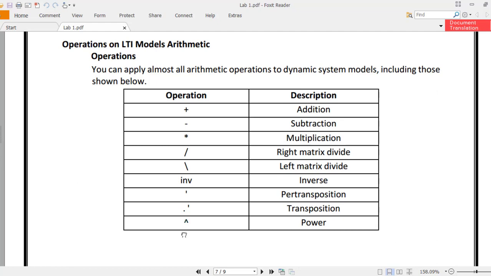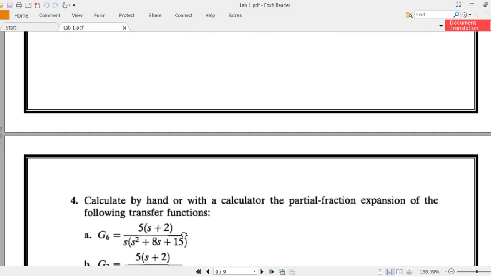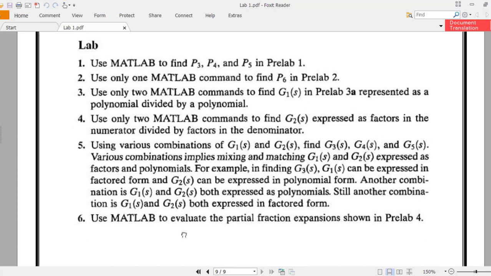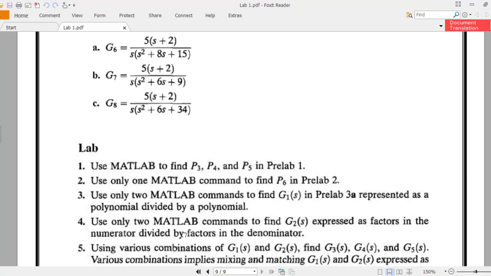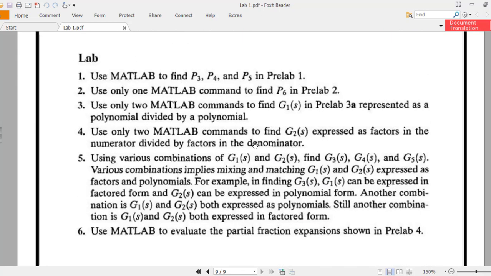Okay, so these are the lab tasks. You don't need to perform the pre-lab, you need to perform the lab tasks, and I guess that's pretty much clear. What I've already told you, it says use MATLAB to find P3, P4 and P5 without the polynomials. So you just need to use the MATLAB commands to find P3, which is basically the sum of P1 and P2, and then P4, which is the subtraction between P1 and P2, and then P5, which is the multiplication, the convolution, between P1 and P2.